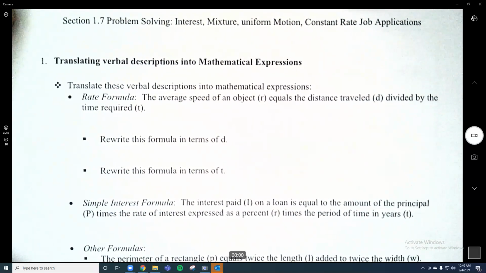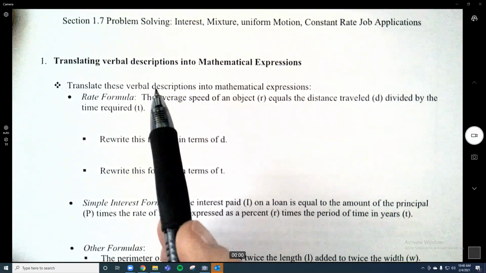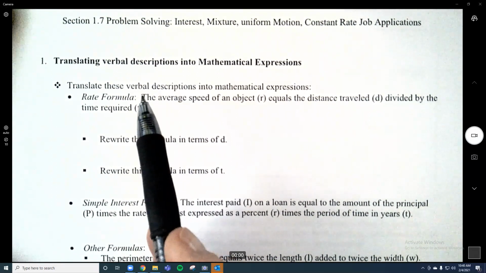All right, this video is in regards to section 1.7, which involves problem solving. Problems involving interest, mixture, uniform motion, constant rate, and job applications. First, let's discuss how to translate verbal descriptions into mathematical expressions. Let's translate these verbal descriptions into mathematical expressions.